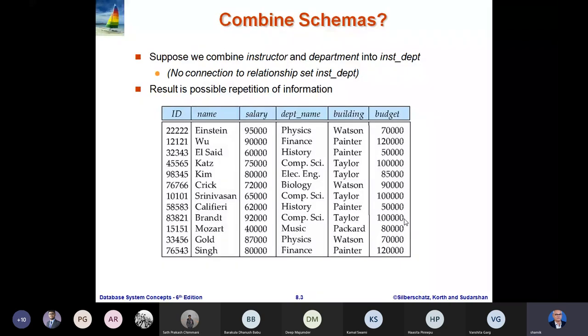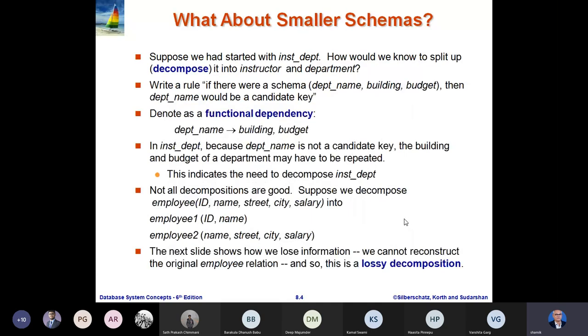So we understand that notionally there is something not quite good about these types of designs. But during the course of this particular chapter, we'll see what makes something good and what makes something not so good. So, as mentioned, that instructor department, we can split up or decompose into two. One is for instructor, and the other is for department.